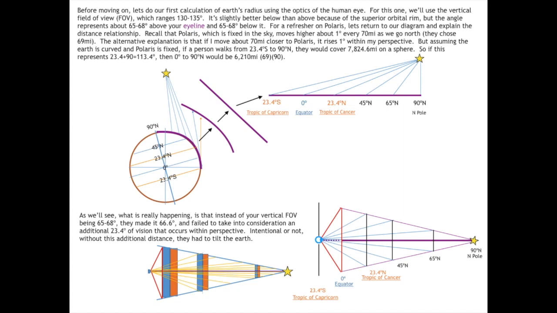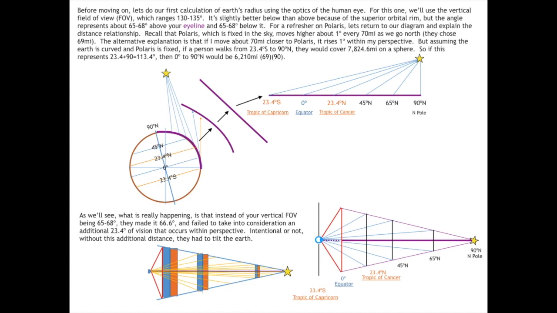But assuming that the Earth is curved and Polaris is fixed, if a person walks from 23.4 degrees south to 90 degrees north, they would cover about 7,824.6 miles on a sphere. So if this represents 23.4 plus 90, or 113.4 degrees, then 0 to 90 degrees north would be about 6,210 miles, or 69 times 90.